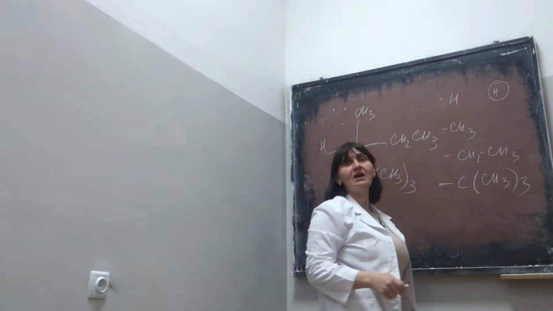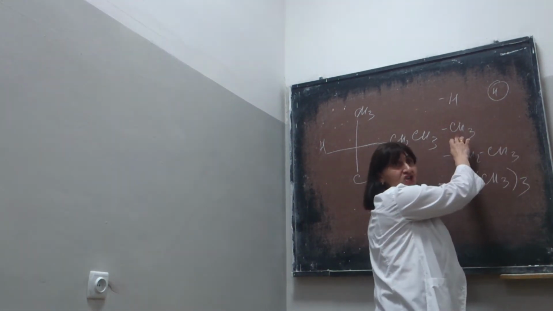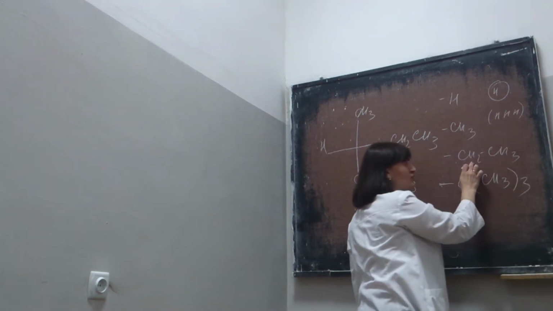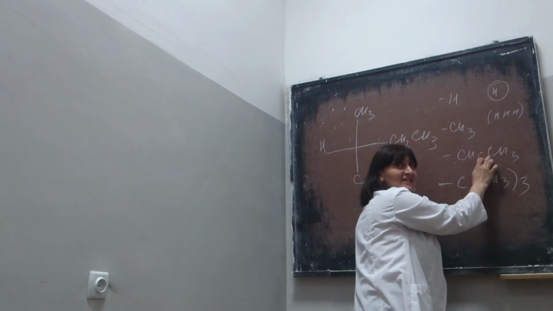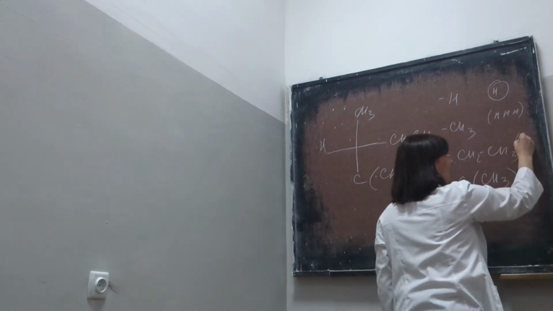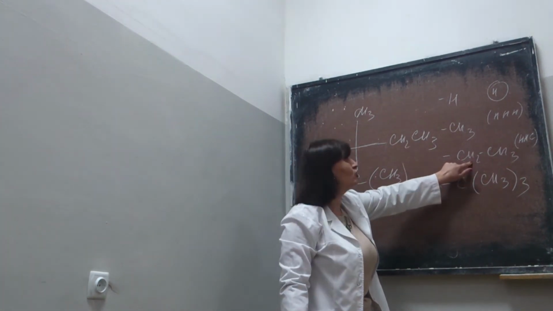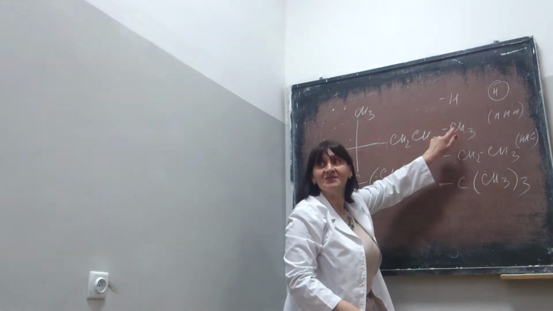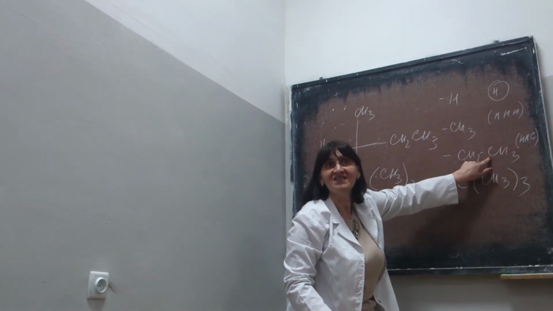Now what about this carbon? What are the substituents? In this case, you have 3 H, so it will be number 4. Now what about this carbon? H, H, and C. Do you understand why? Because this carbon has 2 H atoms, and then goes carbon. On the second carbon you have 3 H atoms, H, H, H. Here you have H, H, and then where you have the difference is in this carbon atom.